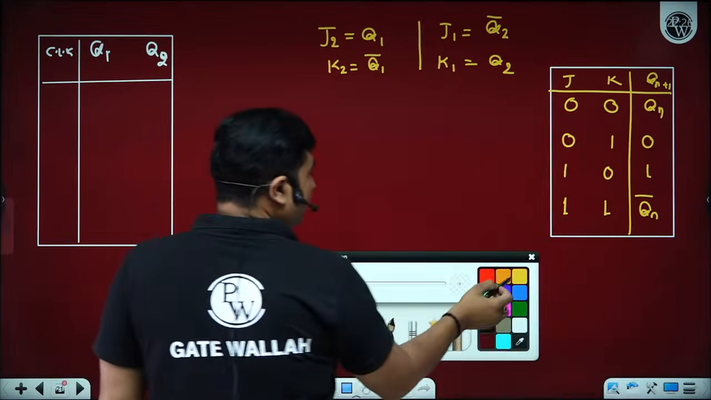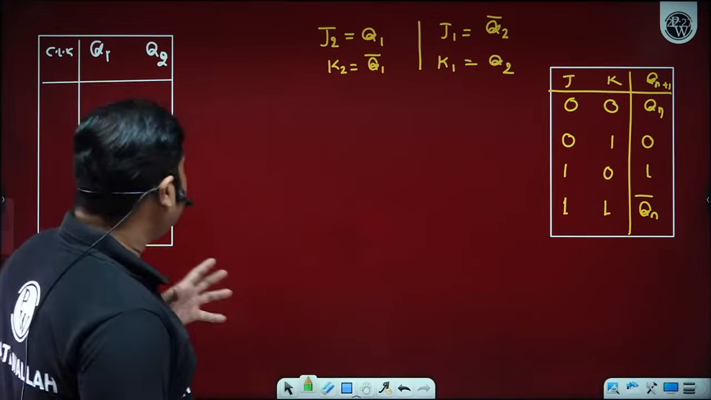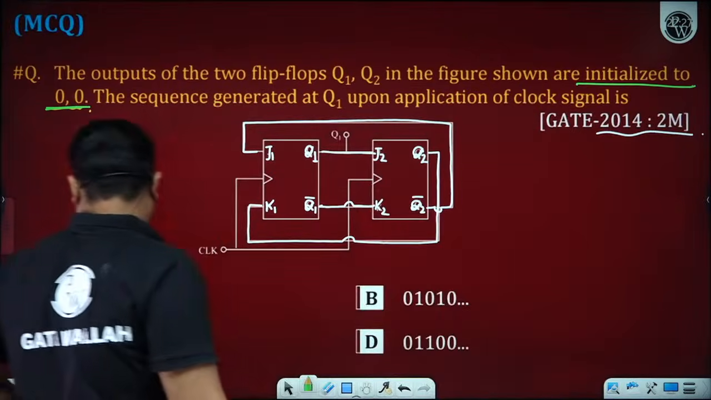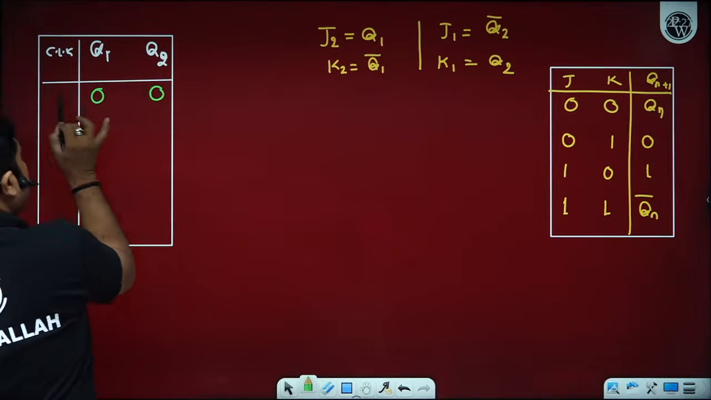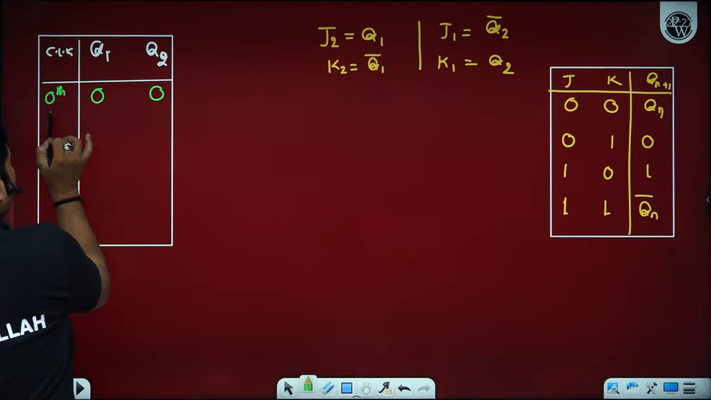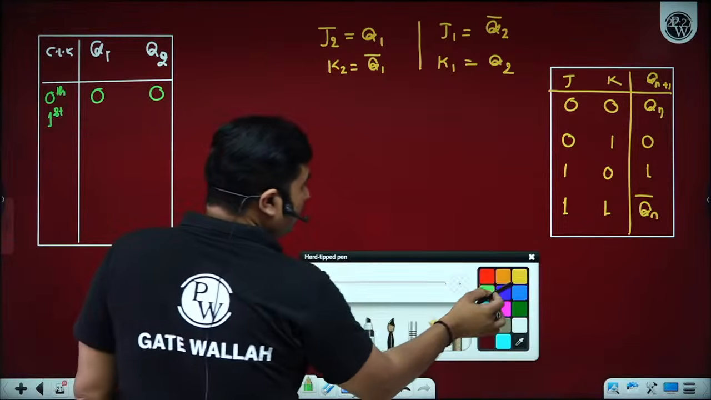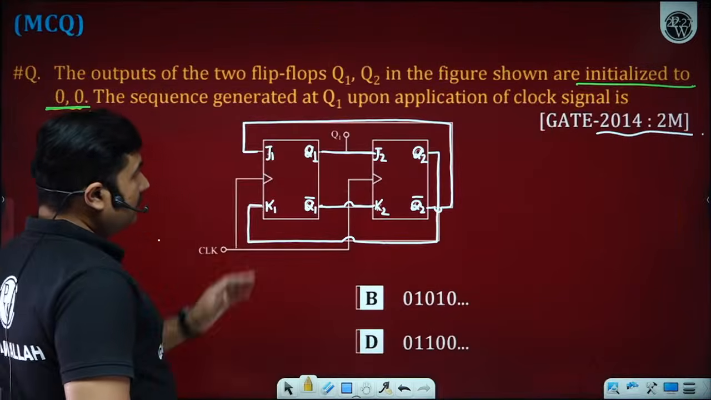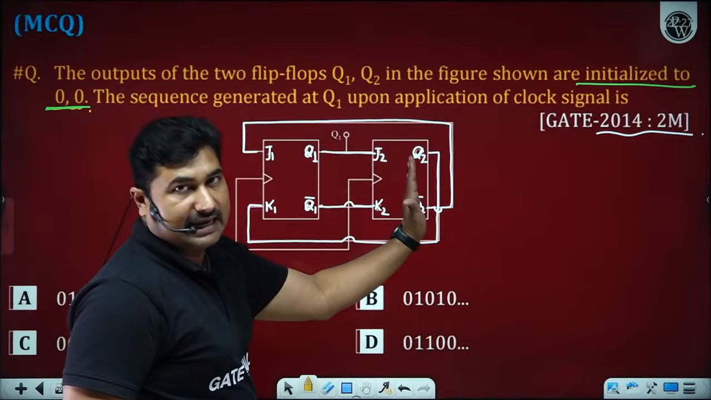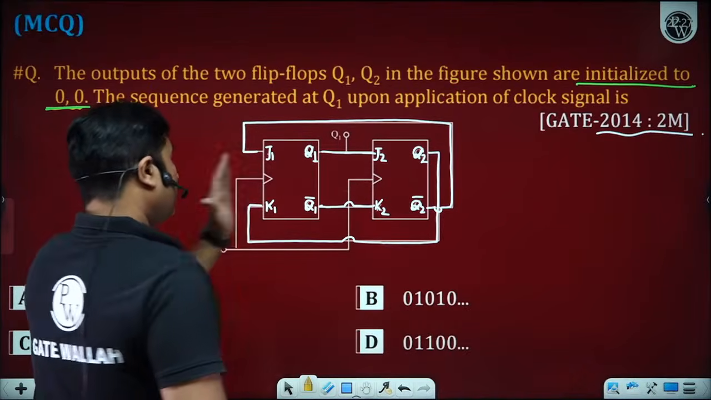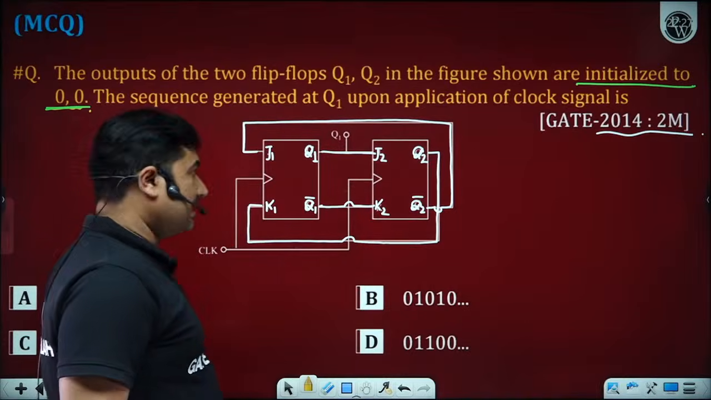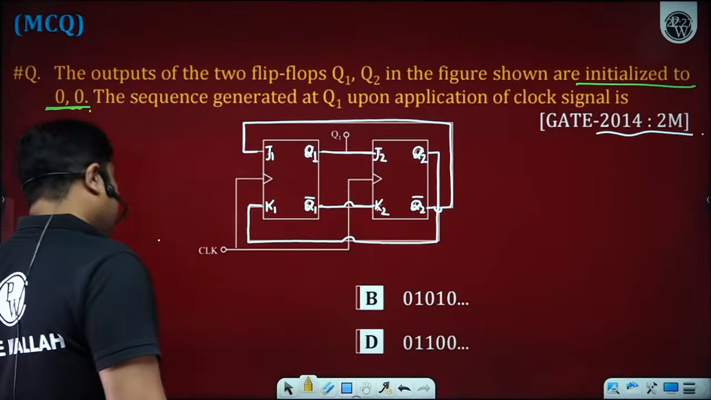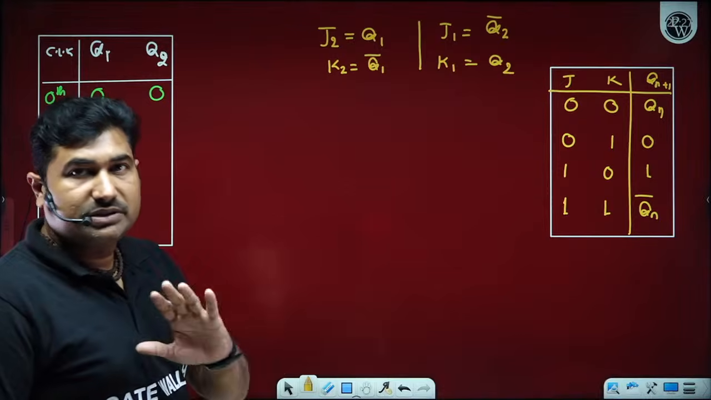Now please observe here. Before applying the first clock pulse, we need to find the input to the flip-flop. What is the initial condition given? Initialized to 0, 0. It means we have Q1, Q0 as 0, 0 at the 0th clock pulse. How many of you can see that these two JK flip-flops are cascaded directly? Yes, sir. So whatever data is at Q1 is going to be shifted to Q2. There is no doubt in this.